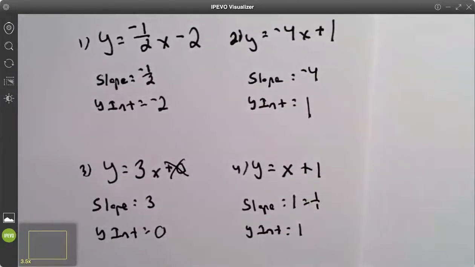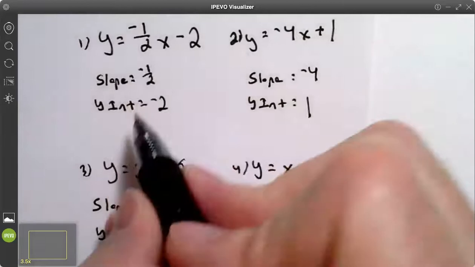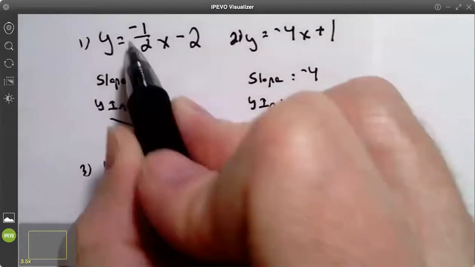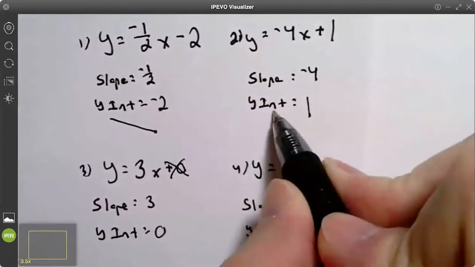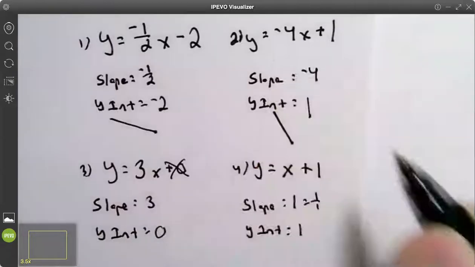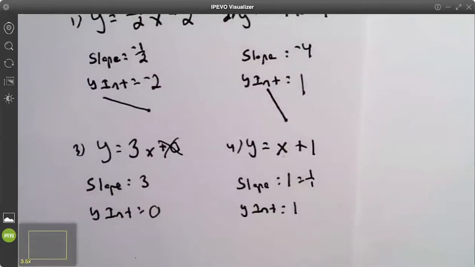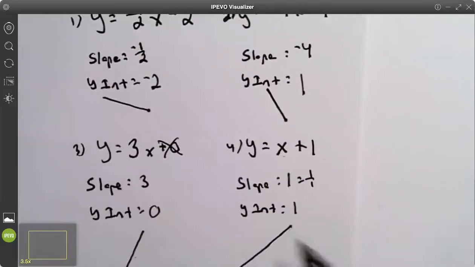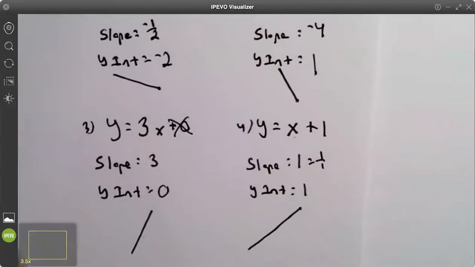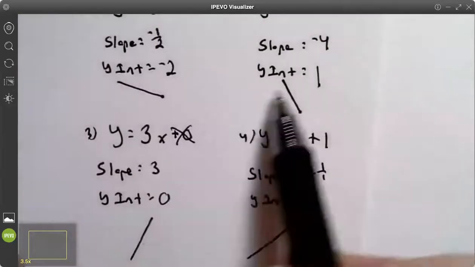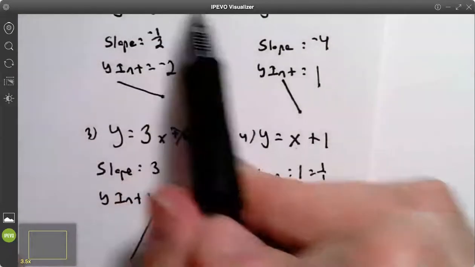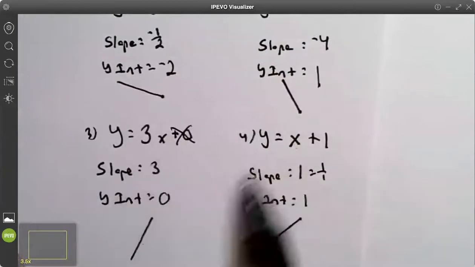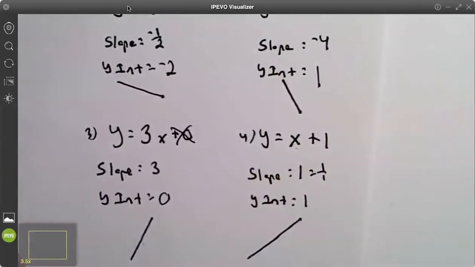Now, instantly, I know this line is going to go down, negative slope. This line is going to go down steeply, negative slope. This line is going to go up, rise 3, run 1. And this line is going to go up at a perfect 45-degree angle because I'm going to rise 1, run 1. So I instantly know what my line is going to look like by looking at my slope. Negative slopes go down, positive slopes go up, left to right.